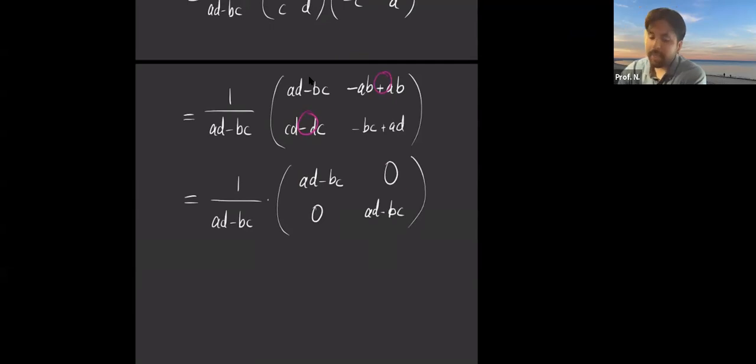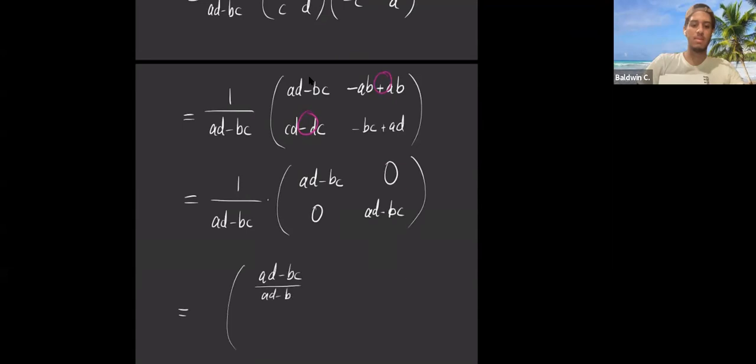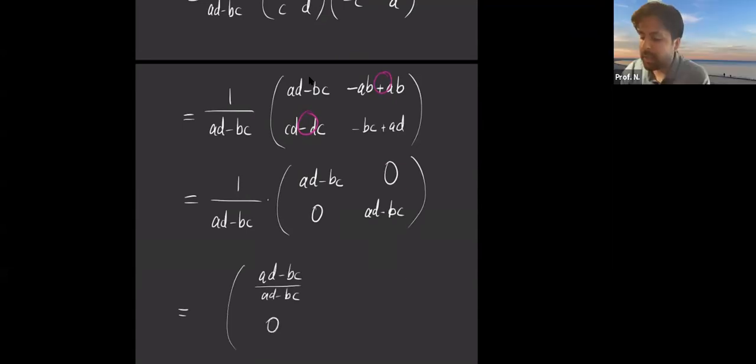And I'm multiplying this by a scalar, 1 over AD minus BC. When I multiply by a scalar, what am I multiplying every entry by? That same scalar, right? So really I get this: AD minus BC over AD minus BC. Of course, 0 divided by anything is 0.